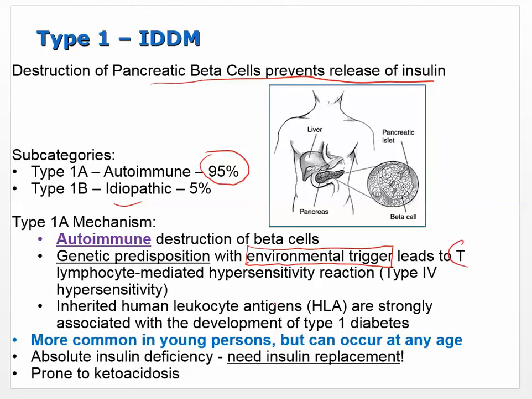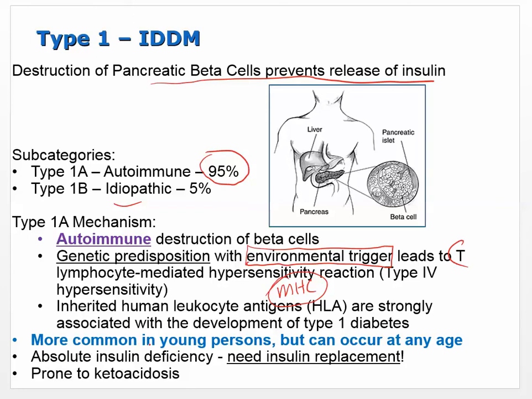Inherited HLA, which is essentially your MHC protein or gene. So inherited human leukocyte antigens are strongly associated with the development of type 1. So that particular gene and gene product are associated with it. The more similar they are in parents.